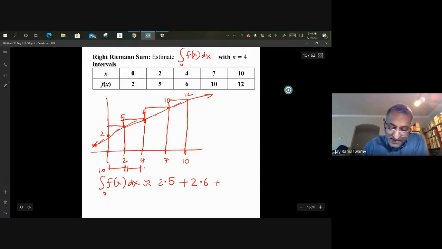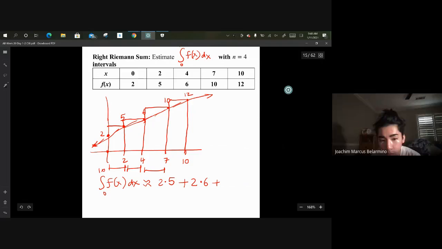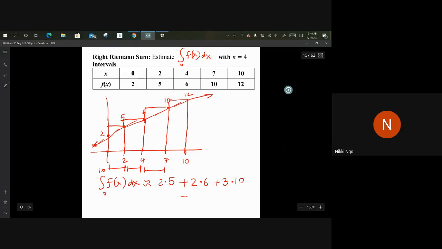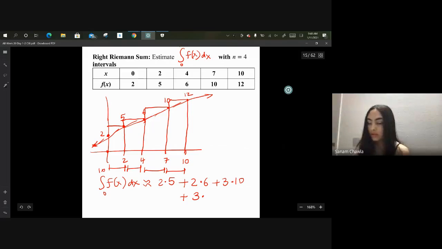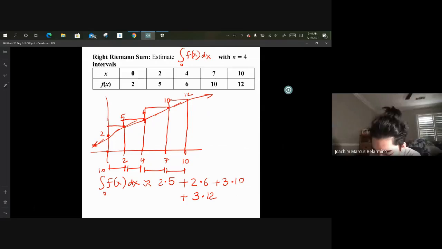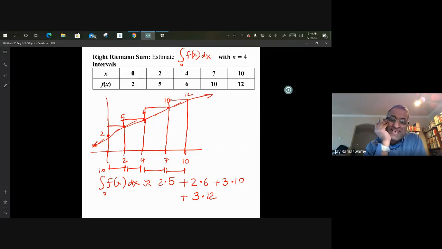What's the base of the third rectangle? Observe how I'm getting the base. 3. Just 7 minus 4. What's the height of the third rectangle? 10. And finally, what's the base of the last rectangle? 3. What's the height of the last rectangle? 12. Was that stupidly simple? Yes.